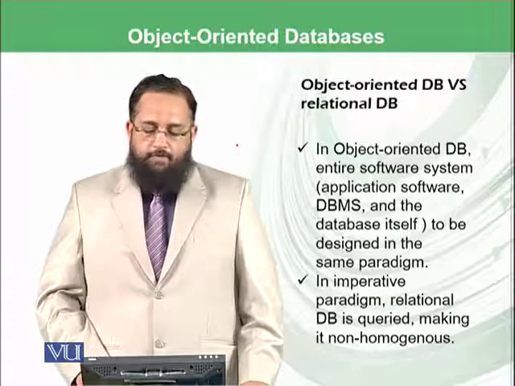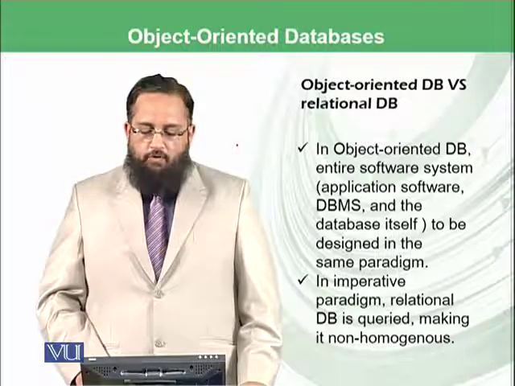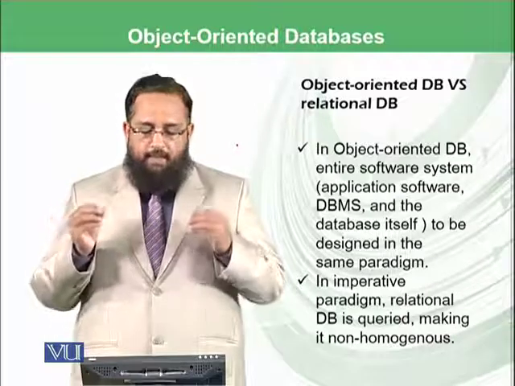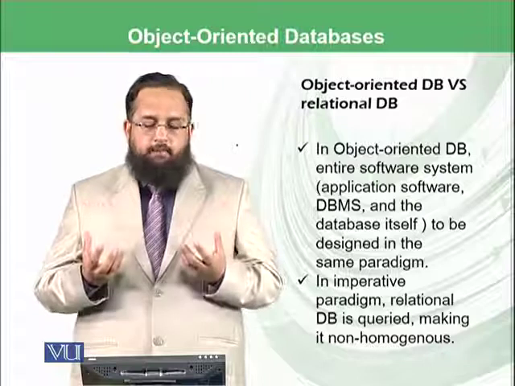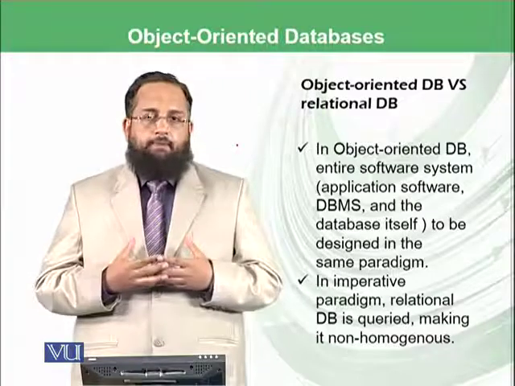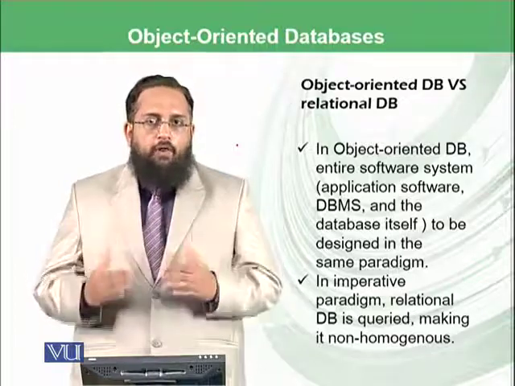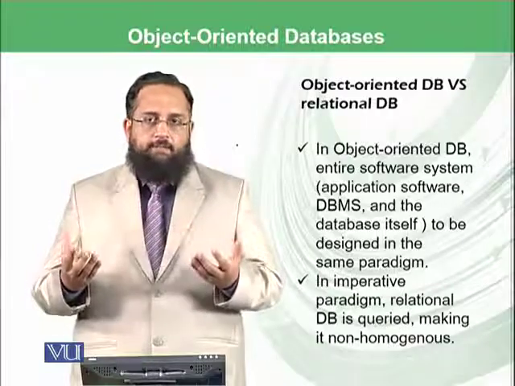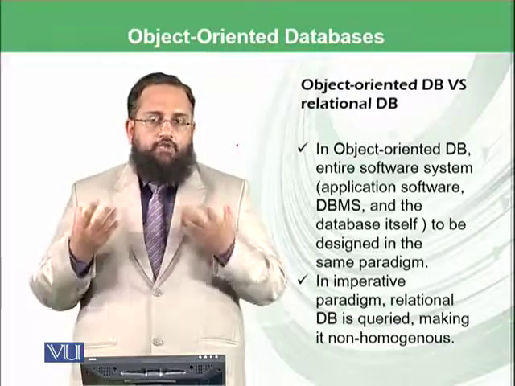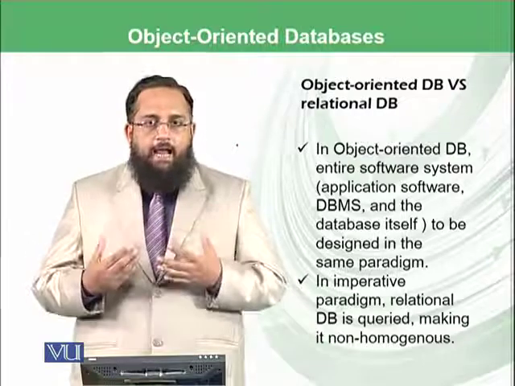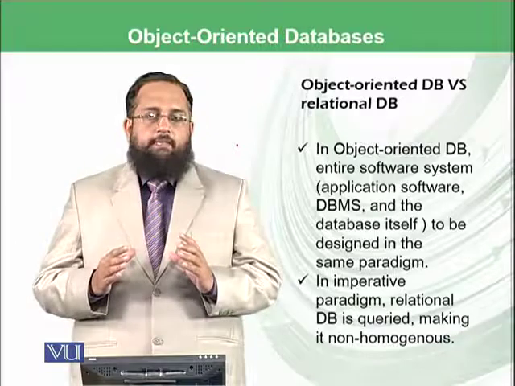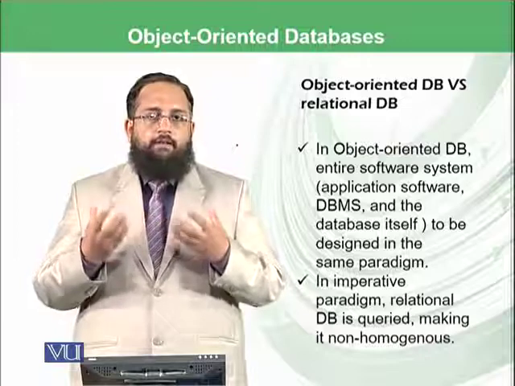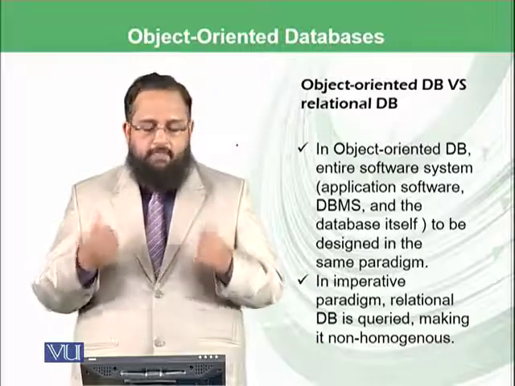So if we compare the object-oriented database versus the relational database model, in the object-oriented database model, the entire software system, the application software, the DBMS and the database itself are designed in the same paradigm. So this means at the lower level, the links will be managed using objects, using linked lists or some similar structure, and then the database storage would be based on objects, and you will access that database in the application layer using some object-oriented programming paradigm like Java or C++.